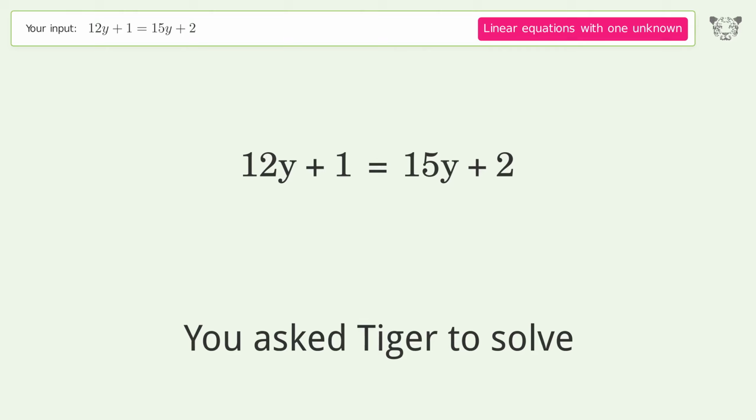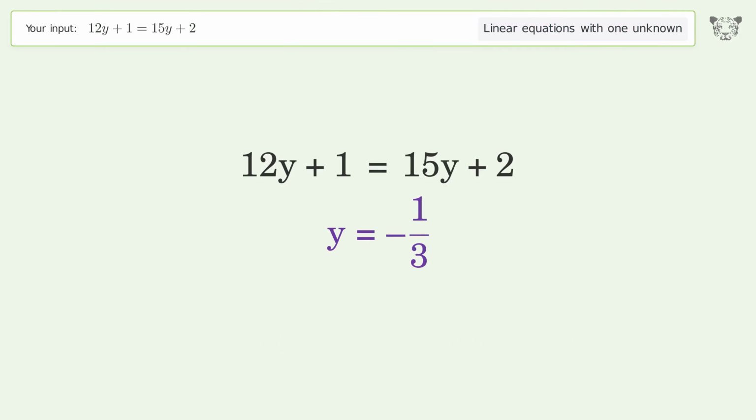You ask Tiger to solve this. This deals with linear equations with one unknown. The final result is y equals -1/3. Let's solve it step by step.